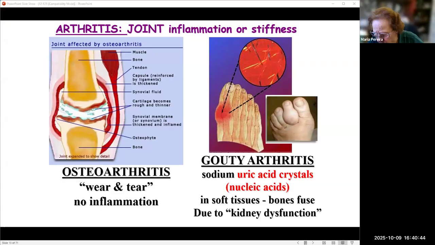What is the treatment for gouty arthritis? So it's anti-inflammatories, and mostly painkillers.